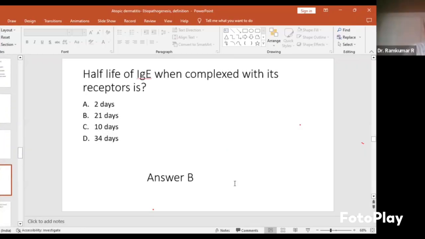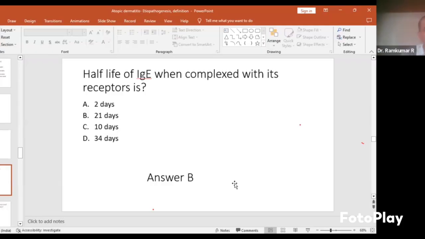Half-life of IgE when complex with this receptor. This is very important to remember because IgE is the immunoglobulin living for the shortest period of time. It is there only for 2 days. Half-life is just for 2 days. I mean, 50% of them, the lowest level is IgE, and 50% of them goes down in 2 days.